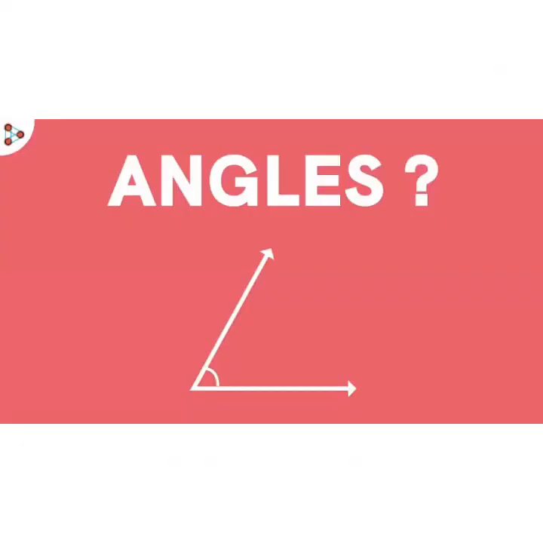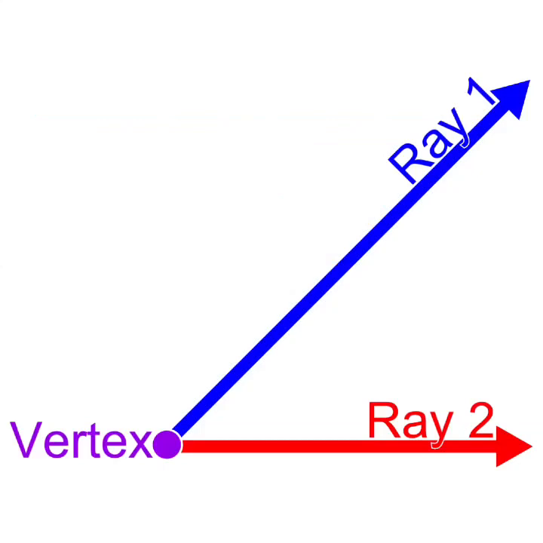Children, an angle is made up of two rays starting from a common initial point. Children, you can see in this figure that there are two rays and they are meeting at one common point. These two rays are known as sides of the angle, and the common point at which these two rays meet is known as the vertex of the angle.